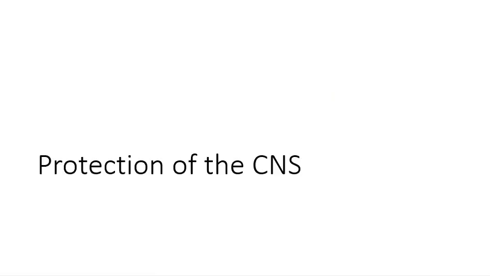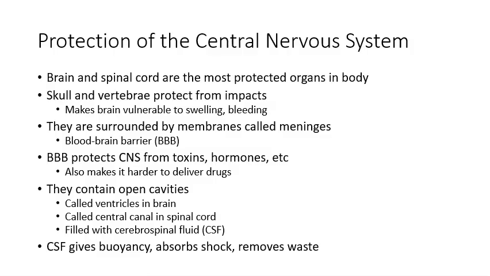And before we get into the central nervous system proper, we need to talk about what surrounds it and how it's protected. Okay, so the brain and the spinal cord are actually the most protected organs in your entire body. That's because they're incredibly important. Most forms of homeostasis are regulated through the brain, as well as your ability to move through your environment and interact with the environment. So the central nervous system is extremely important to keep protected.